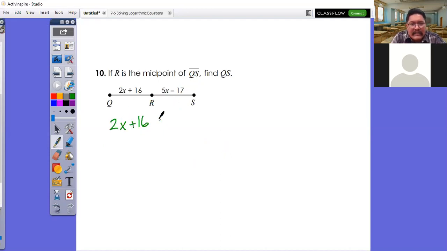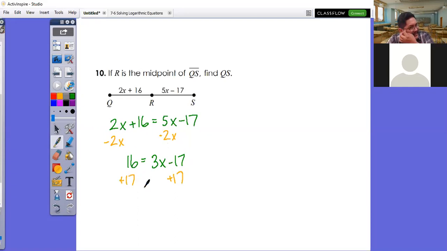2x plus 16 equals 5x minus 17. Okay, now let's just use our basic algebra and see what we get. So minus 2x. And that would be 16 equals 3x minus 17. And so just keep this the same. The only thing we changed was this. And now I got to get rid of this negative 17. So to get rid of the negative 17, we do the opposite and add 17. And that would be 16 plus 17, so that would be 33.